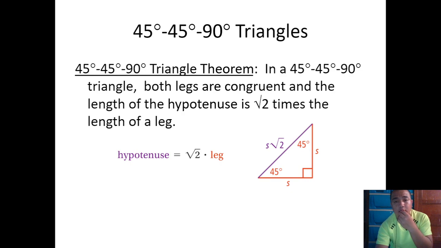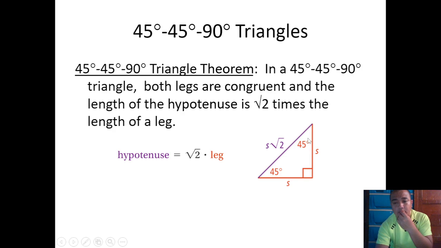Let's start with the isosceles right triangle, or what we call the 45-45-90 degree triangle. The theorem states that in a 45-45-90 degree triangle, both legs are congruent, of course, and the length of the hypotenuse is square root of 2 times the length of the leg. Okay, we have discussed that in version 1 and version 2.